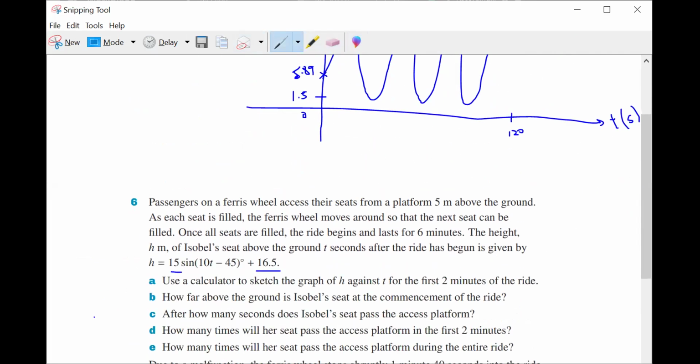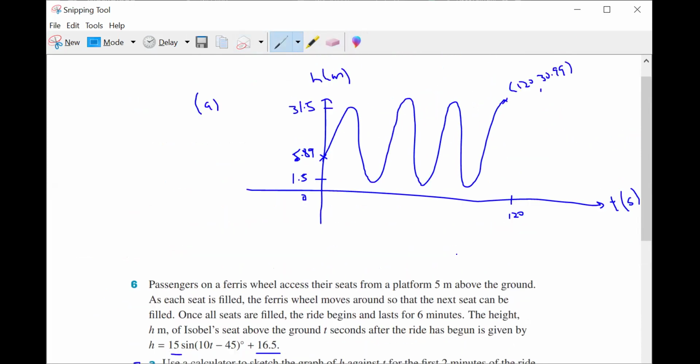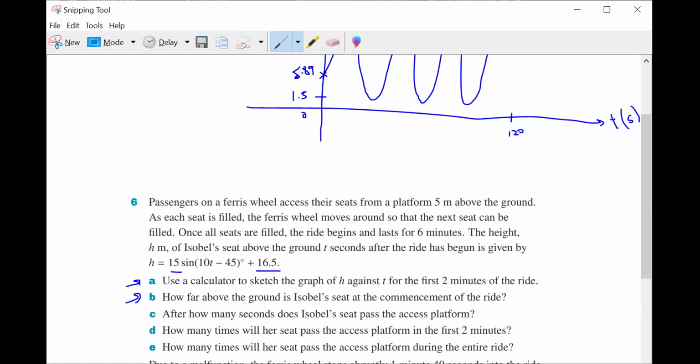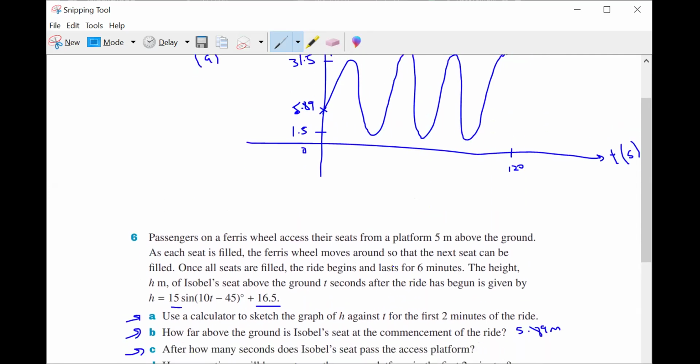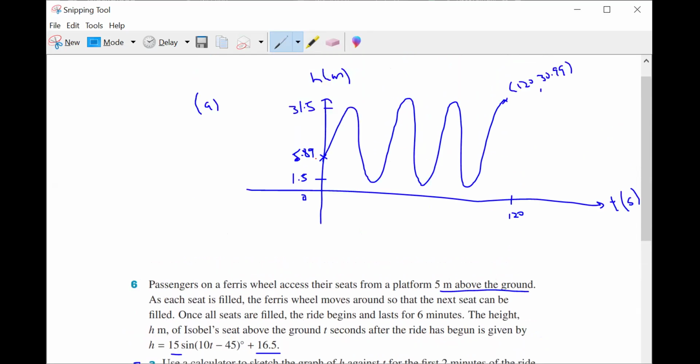And then for part B, how far above the ground is Isabel's seat at the commencement of the ride? So we can see from the y-intercept, it is at 5.89 meters. And then part C is how many seconds does Isabel's seat pass the access platform? So the access platform is 5 meters above the ground. So in order to do that on a calculator, we just need to create another graph where y equals 5, and then it should cut across here a few times.